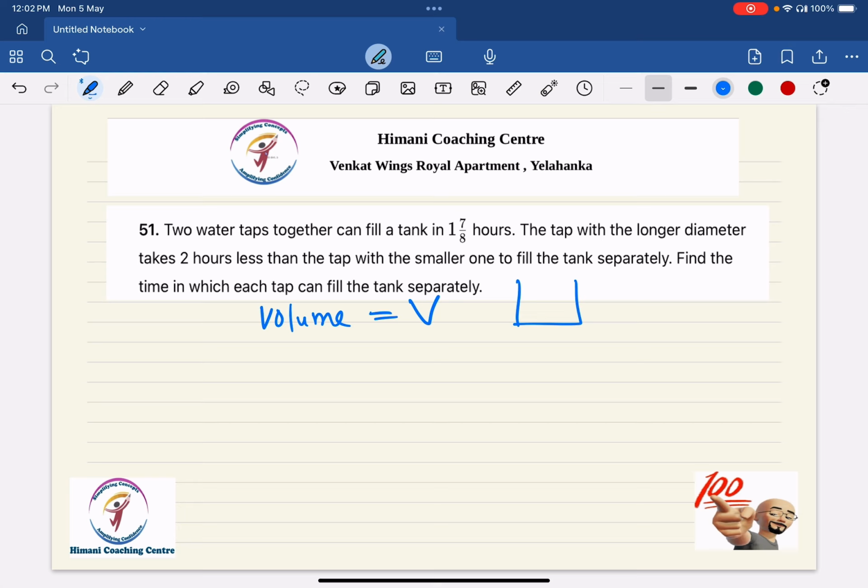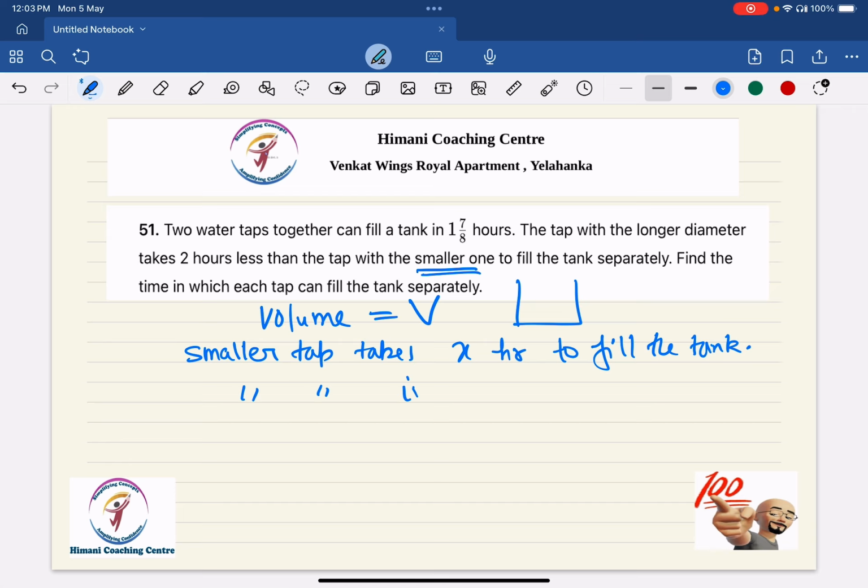And let us assume that the smaller tap takes X hours to fill the tank. Now, if it is taking X hours to fill the tank, then the smaller tap in 1 hour, how much of the tank will it fill? It will fill V by X.